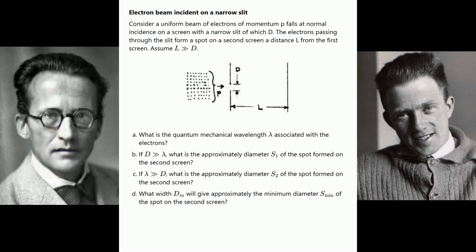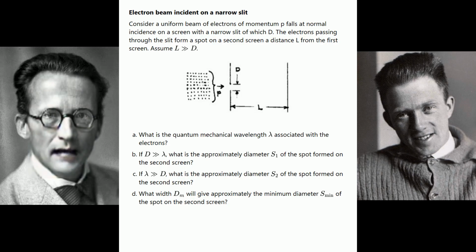Electron beam incident on a narrow slit. Consider a uniform beam of electrons of momentum p falling at normal incidence on a screen with a narrow slit of width d. The electrons passing through the slit form a spot on a second screen a distance L from the first screen. Assume L is much greater than d.